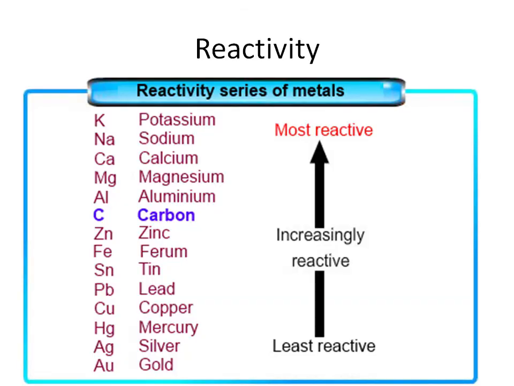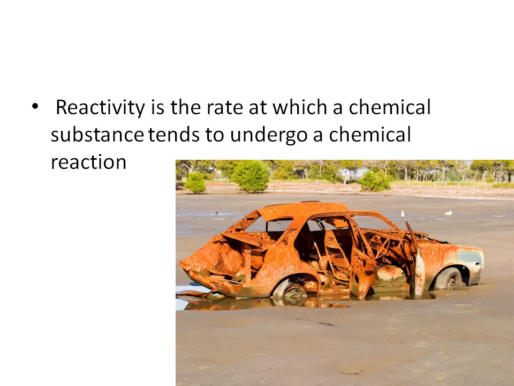Which brings us to reactivity, how reactive things are. If we look at just the metals, potassium and sodium are two of the most reactive metals that there are. These things blow up in water. Gold, on the other hand, is barely reactive at all. Now, what reactivity is the rate at which a chemical substance will undergo a chemical reaction.